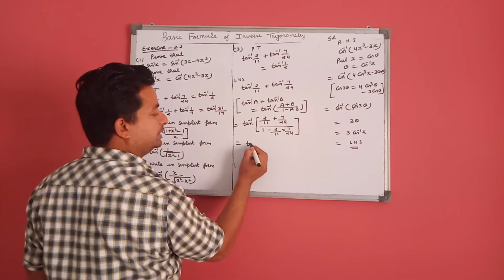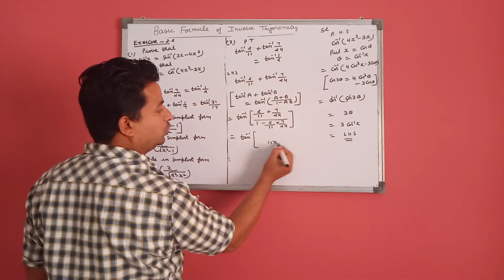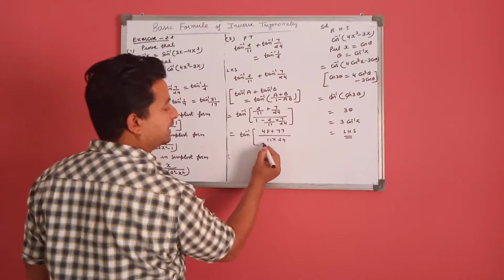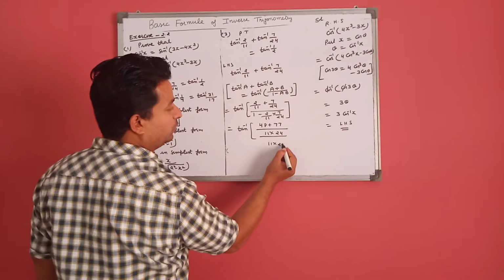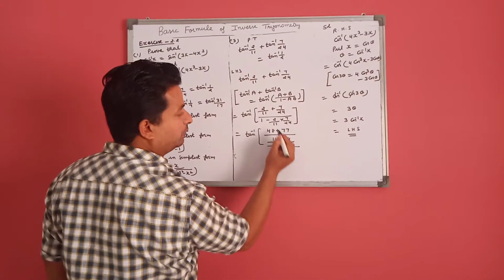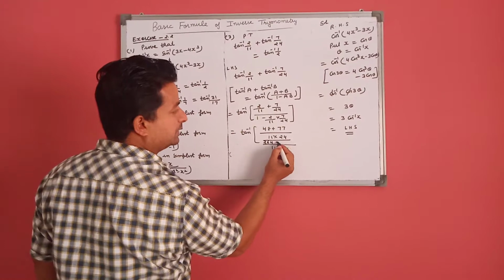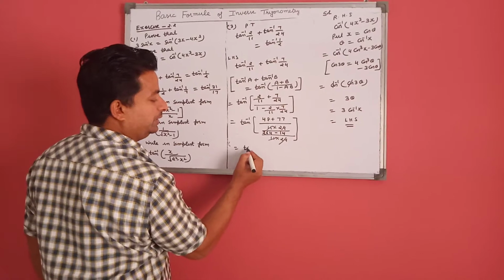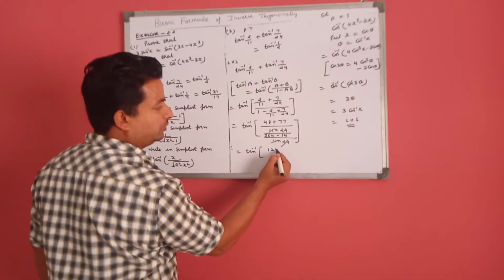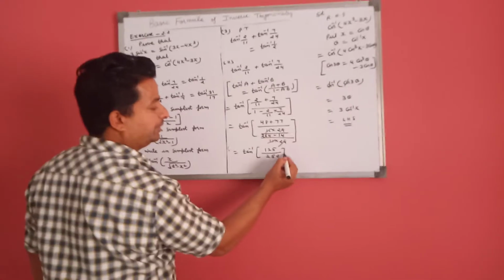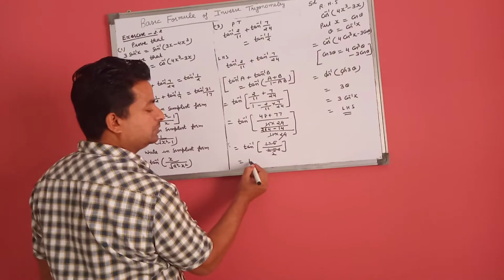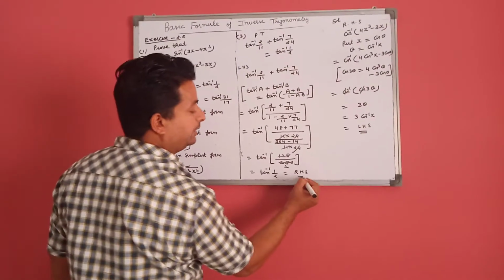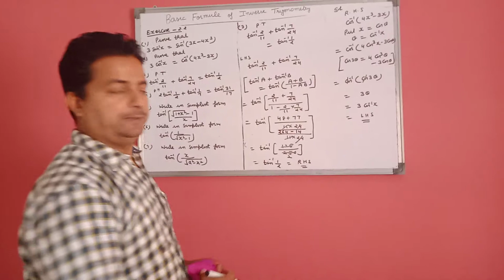Take LCM, that is 11 into 24, that is 48 plus 77 divided by 11 into 24, that is 264 minus 14. This cancels out. We get tan inverse 125 upon 250. This cancels out and becomes tan inverse 1 by 2. This is the right hand side of question number 3.